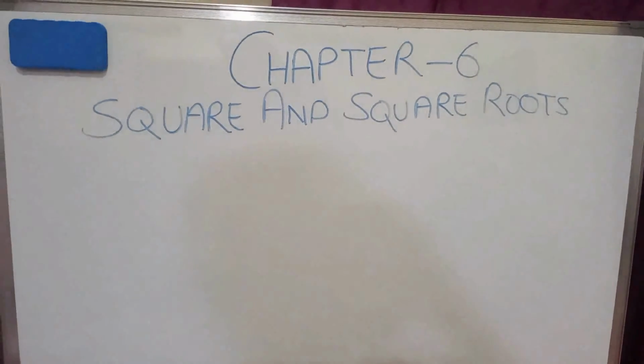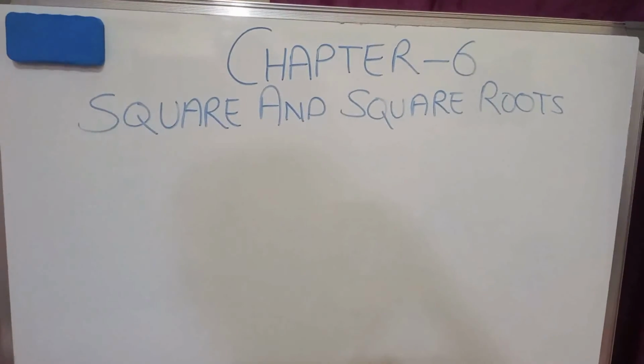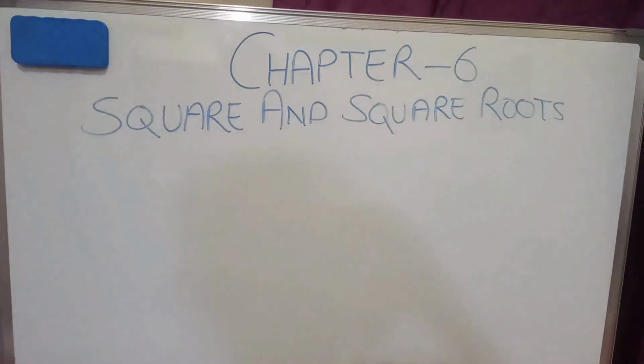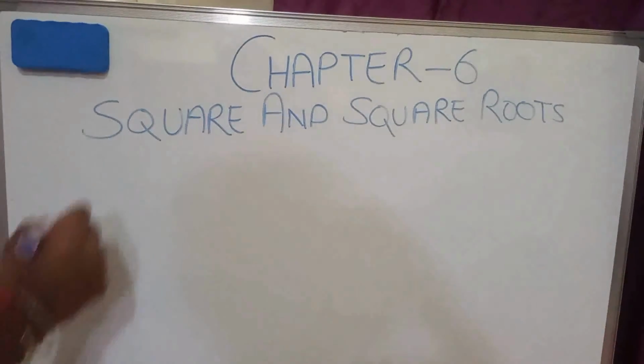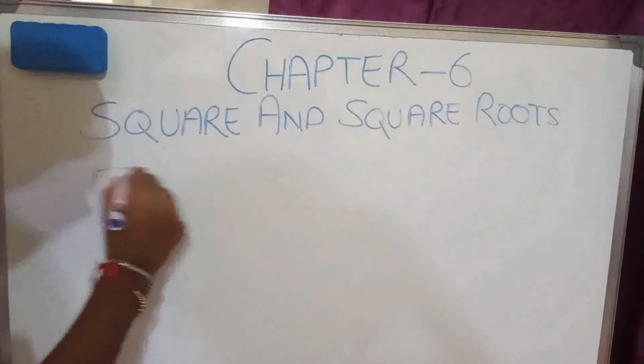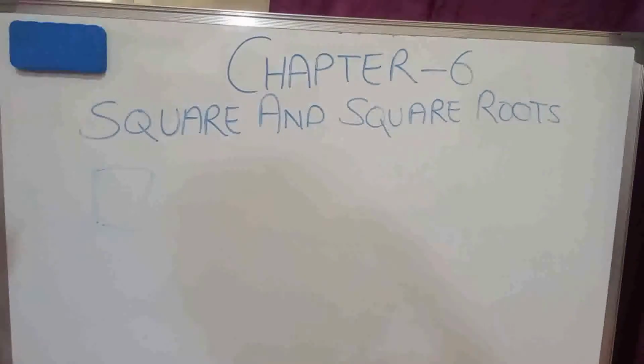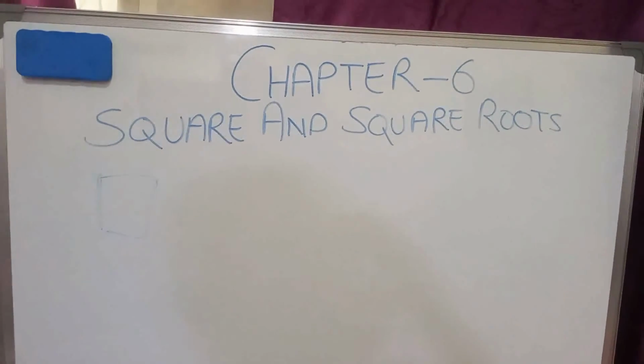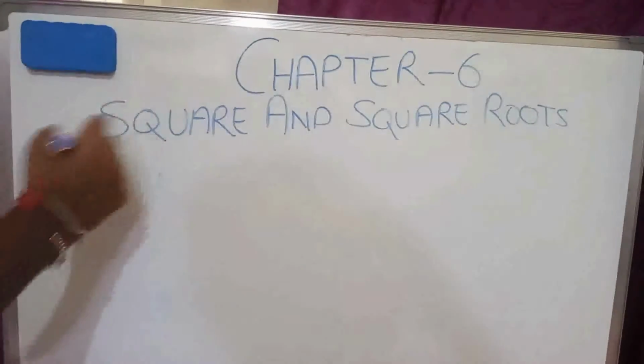So that's why when an area is given, we can just find its square root to find the sides. For example, if we get a square garden and its area is 2304, we have to find the square root of 2304, which is 48. So the side will be 48.